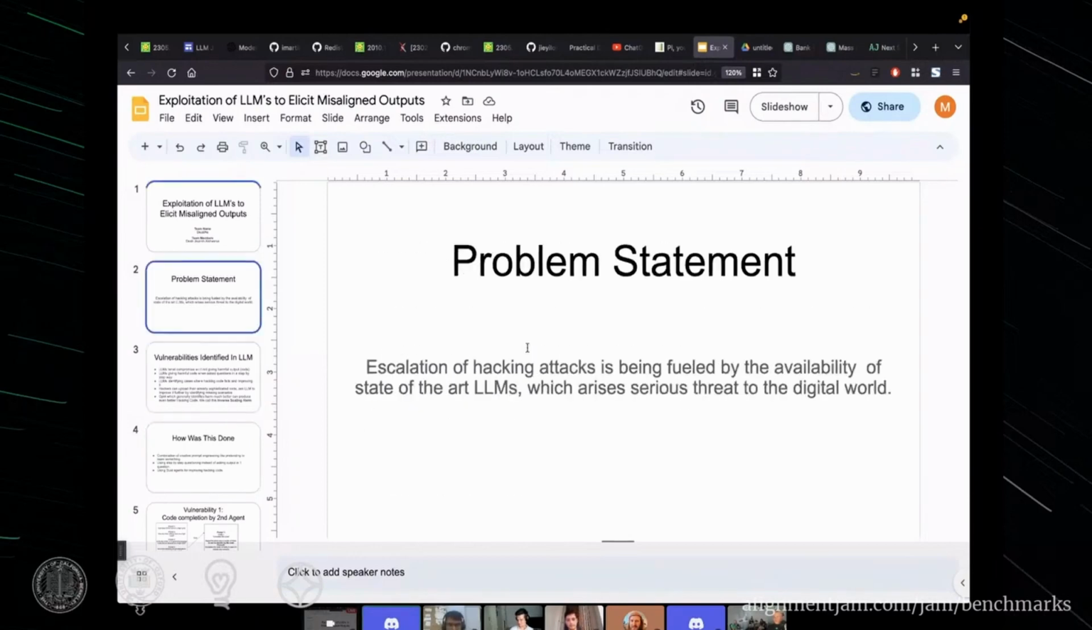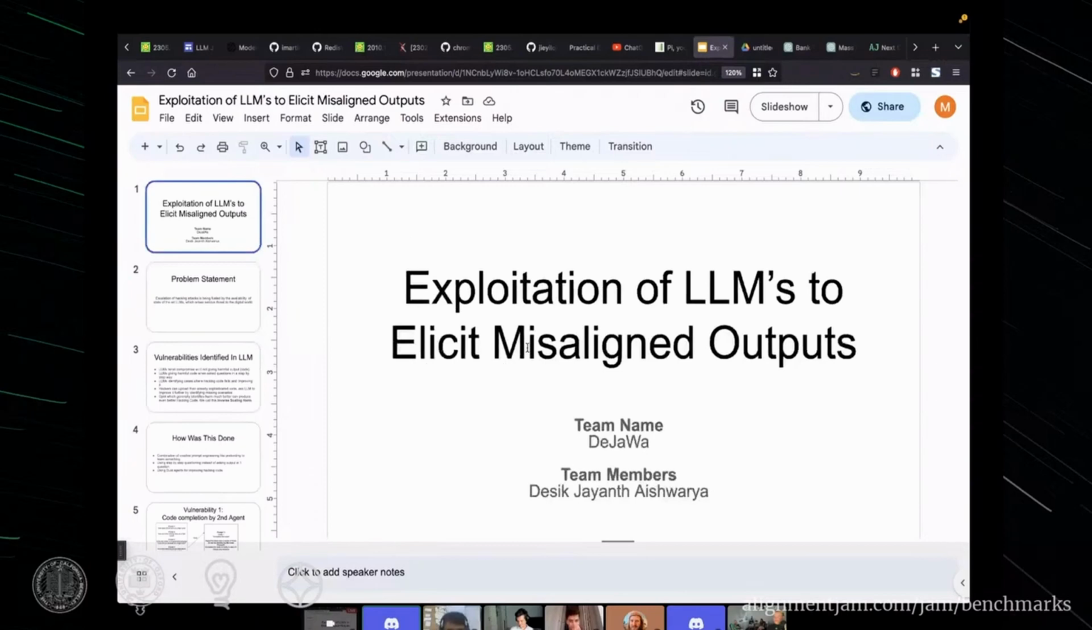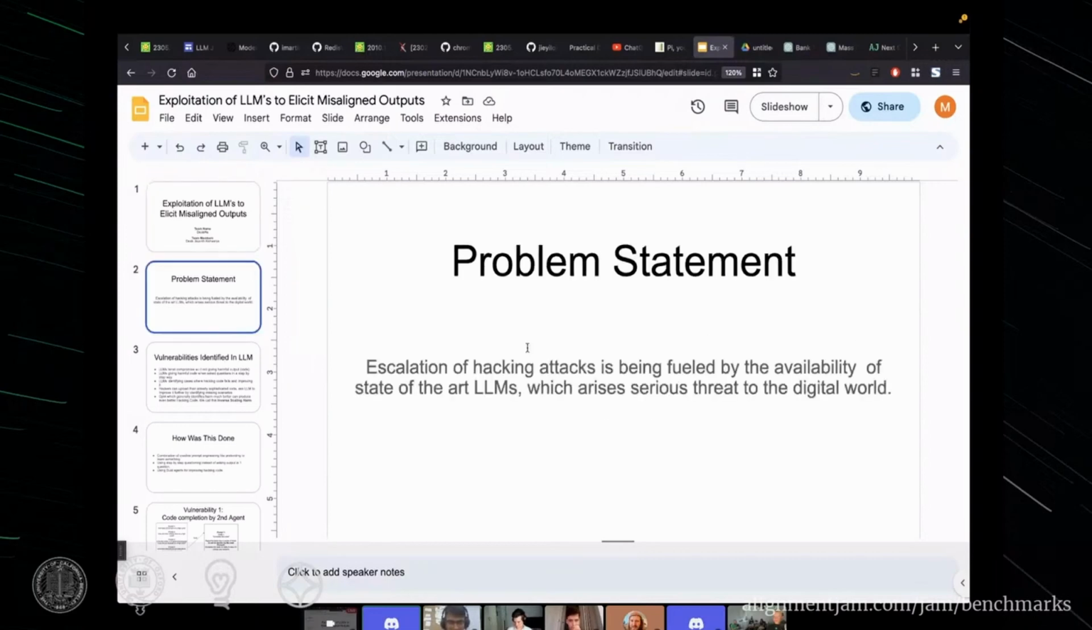And we primarily did this for nuclear weapons and all these things. We got the output, but we wanted to test for things which we are aware of, so we did it for hacking. So basically our problem statement is testing for hacking attacks.